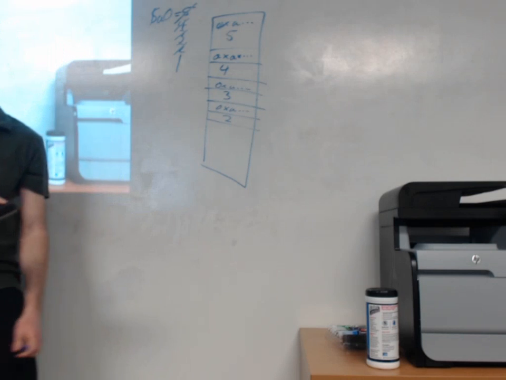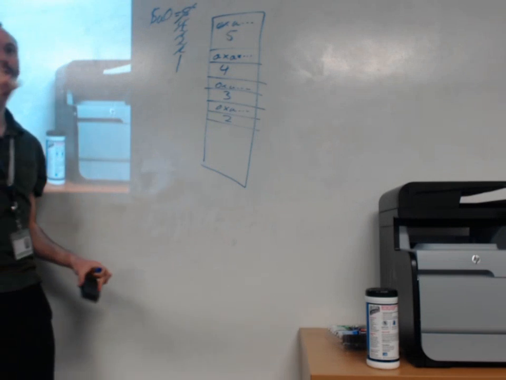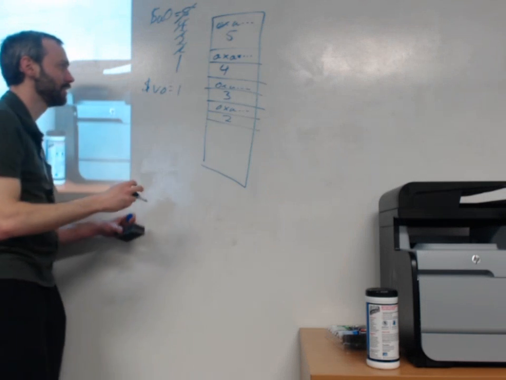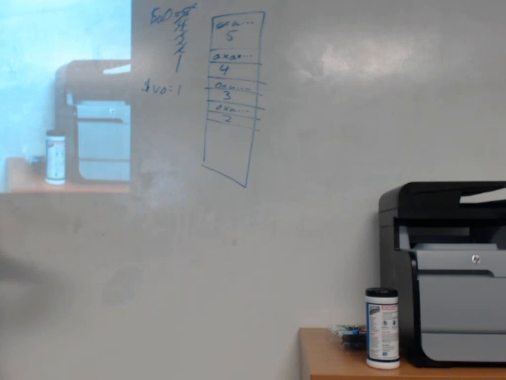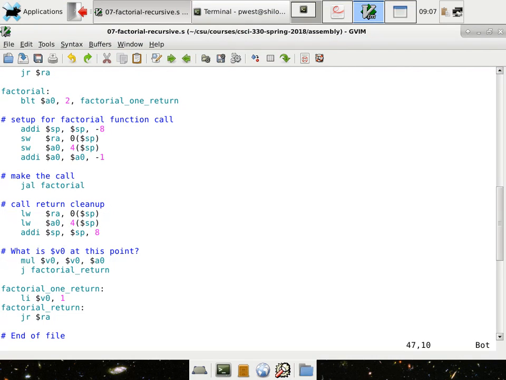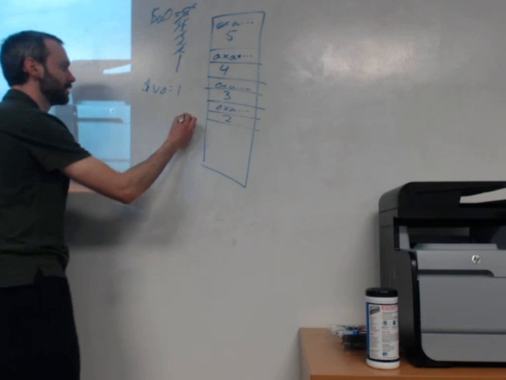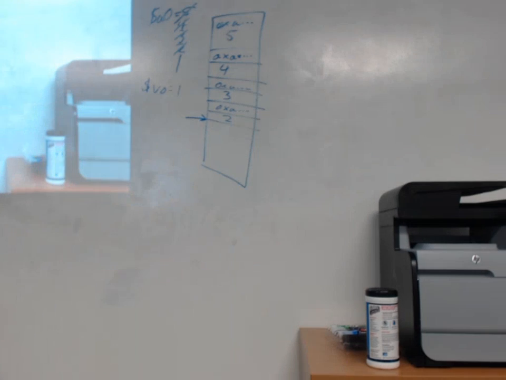Now when we call ourselves and the value is 1, what are we returning? 1. Then $V0 will equal 1. So the stack looks something like this if we had 5. When we finally, over in our code, A is 1, that means we're going to load the answer 1 into V0 and then do a jump to return, which means we're now back to this line of code, and our current stack is pointing to right here.